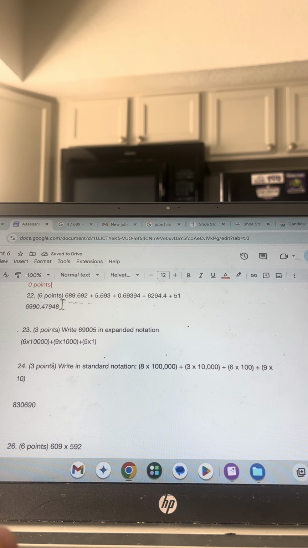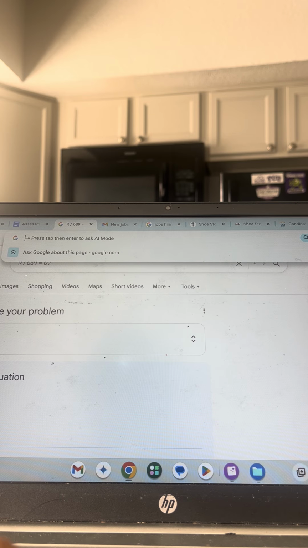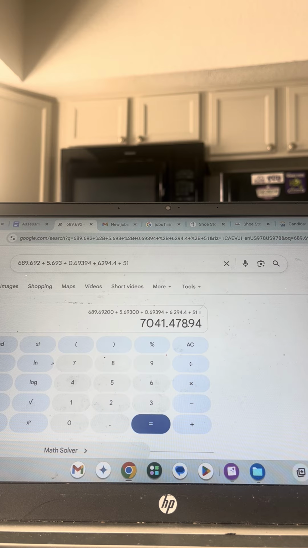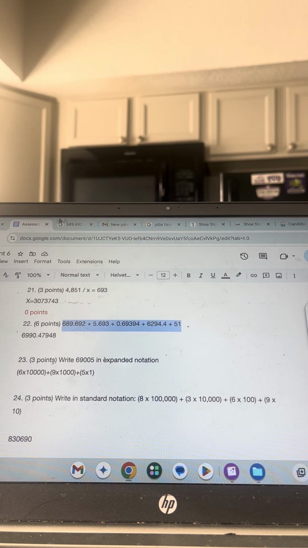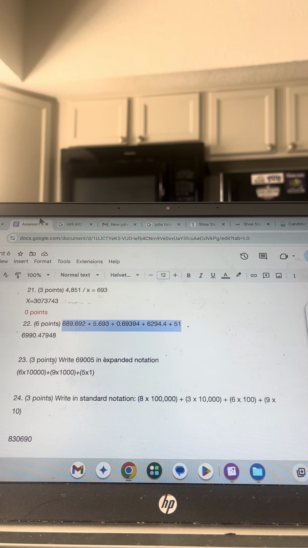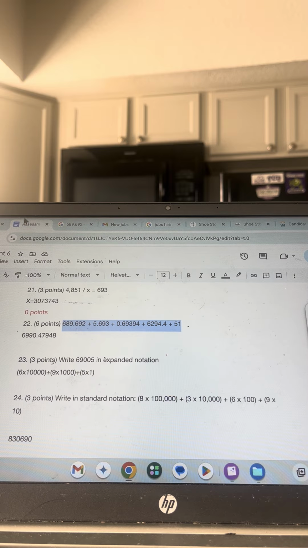This number, let's see if you got this one right. Let's check and see what you got. 6990.47948. You got the 0.47 right, but everything else is incorrect. So you can get 1 point for that problem, because you got at least a small fraction of it correct.